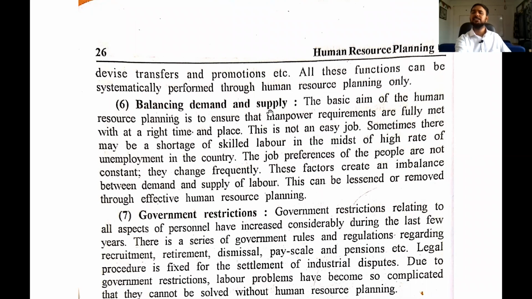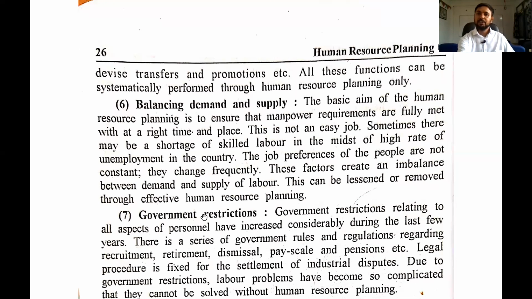Sixth point is balancing demand and supply. We have already discussed this point, what is balancing of demand and supply. Demand means the number of employees that we require, and supply means we will get the employees as per our requirement from the market or from different sources. This is what balancing of demand and supply is.